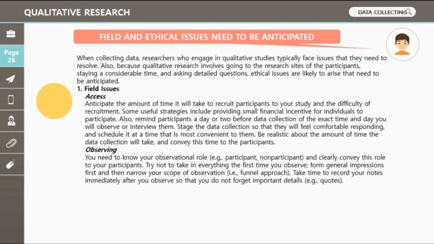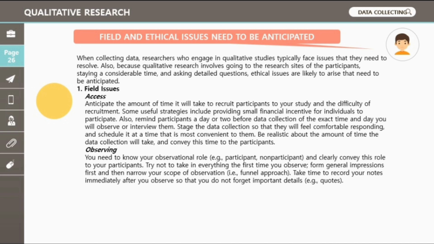For the first, field issues. Access. Anticipate the amount of time it will take to recruit participants to your study and the difficulty of recruitment. Some useful strategies include providing small financial incentive for individuals to participate. Also remind participants a day or two before data collection of the exact time you will observe or interview them. Stage the data collection so that they will feel comfortable responding, and schedule it at a time that is most convenient to them. Be realistic about the amount of time the data collection will take and convey this time to the participants.